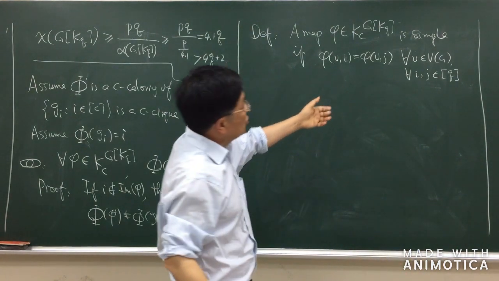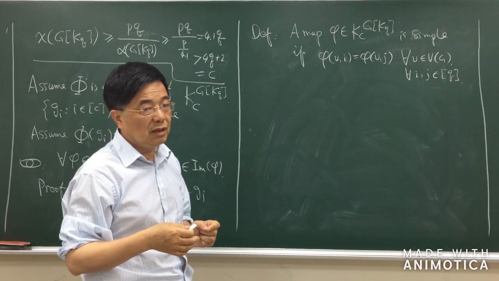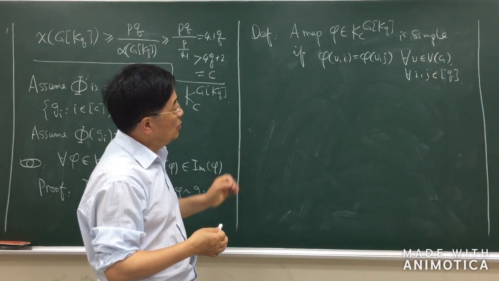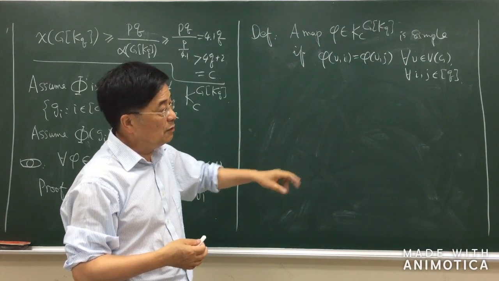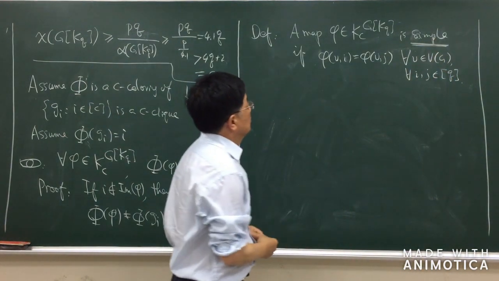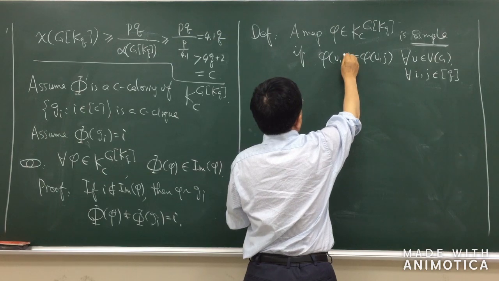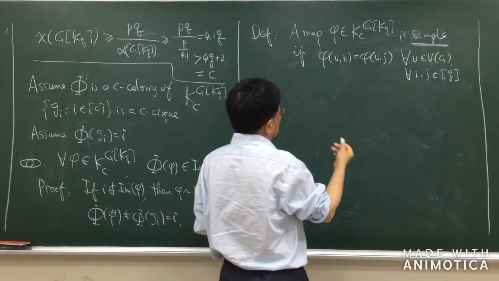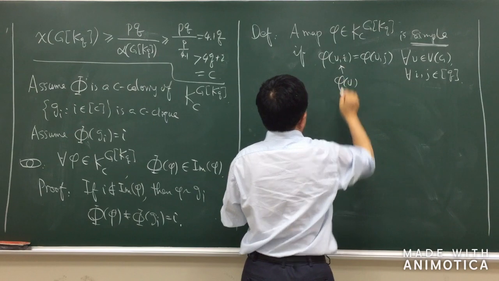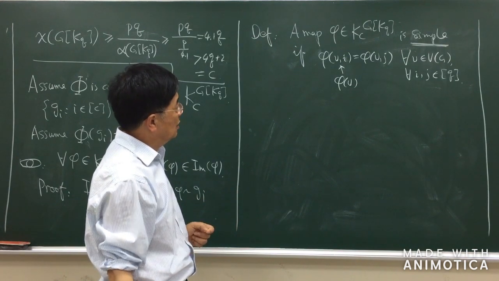So G[K_Q] is formed by blowing up each vertex of G into a copy of K_Q. And now you color this lexicographic product of this graph. But if I color all the vertices of each copy of K_Q by the same color, then I call such a map simple. Okay? Simple. So if it's simple, then this color does not depend on the second coordinate.